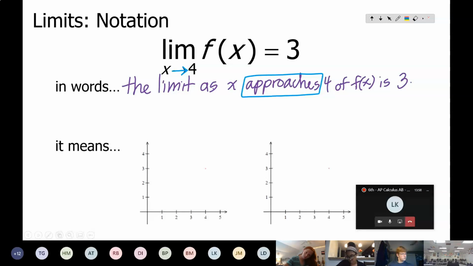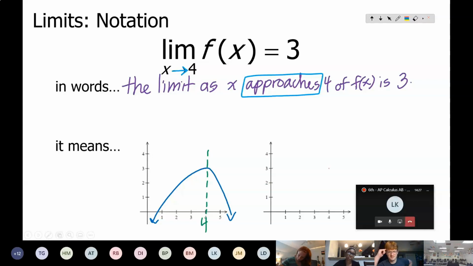So I have 2 blank graphs up here. I'm going to draw 2 graphs that would have a limit as x approaches 4 being equal to 3. One example of a function I can draw, and I'm just going to make something up kind of random, we'll do a pseudo parabola. This is a graph where the limit as x approaches 4 is equal to 3. How can I tell that? So x equals 4 is right here on my graph.